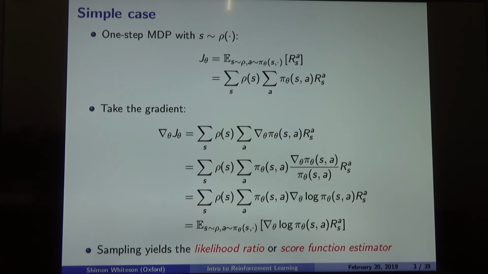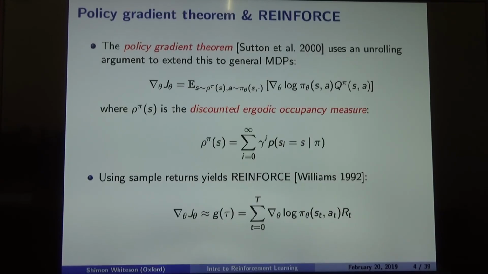I can interact with the world, get a sample return, use it to compute this sum and the expectation, and then that's a noisy estimate of the gradient that I can follow. So this is the likelihood ratio or score function estimator, a classic trick for estimating gradients, which is used throughout policy gradient methods. If you're familiar with the reparameterization trick, that's the other main gradient estimation trick that's used in machine learning.